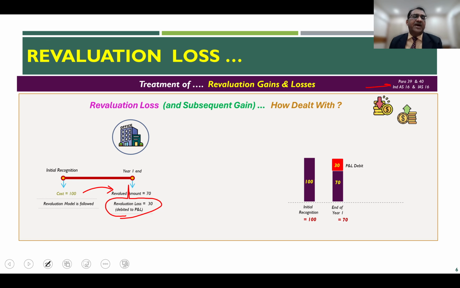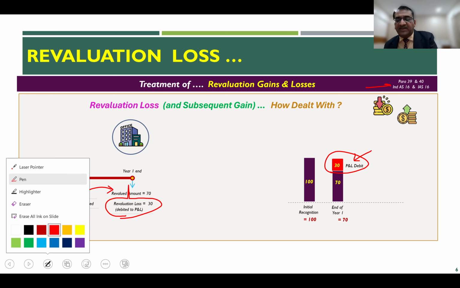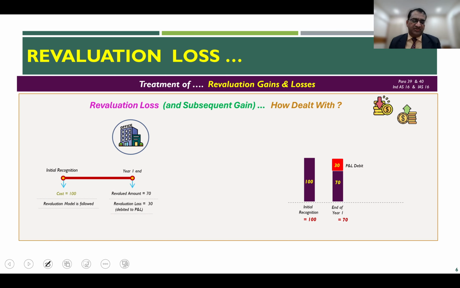A combined reading of paragraph 39 and 40 will tell you that this 30 rupee loss on account of the revaluation is debited to P&L, to profit and loss account. Okay, because it's the first time initial revaluation loss. Unlike what we saw in the previous case, whereas revaluation gain arising for the first time goes to OCI, doesn't go to P&L, but the loss, revaluation loss, goes first time directly to P&L, to profit and loss account.